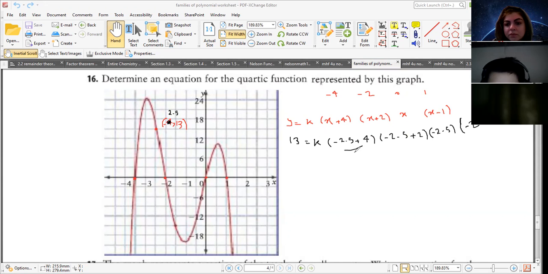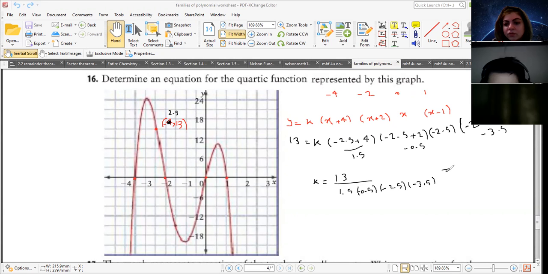So from here, it's 1.5. From here is -0.5. Here is -2.5, and here is what? -3.5. So k is equal to 13 over 1.5 times -0.5 times -2.5 times -3.5. I can quickly do that in my calculator. And you get the number.